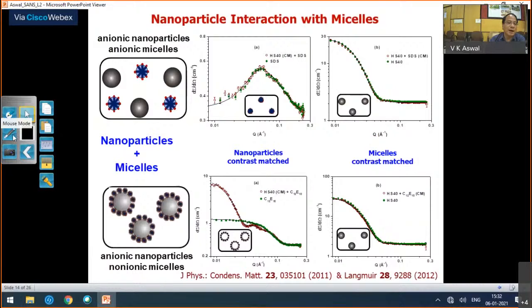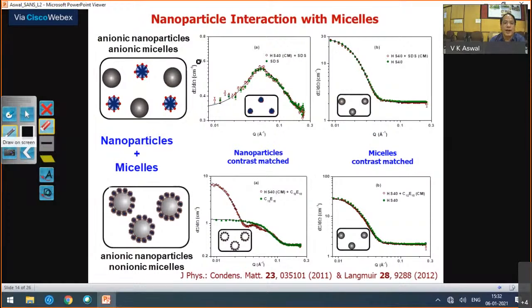So once you know the contrast match point of your components, you can simplify. So for example, in this case, what you want to do is know what is happening when you mix these nanoparticles with some micelles, and particularly when they are similarly charged, you expect them to be not physically interacting. Of course, individually they may be changing structure and interactions, and that you want to confirm.